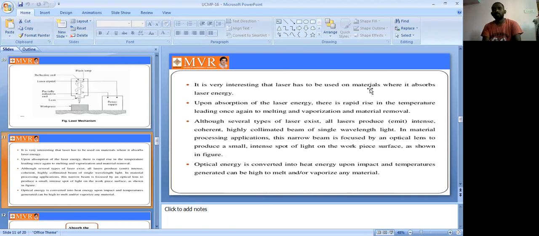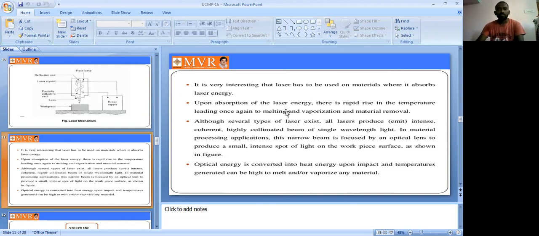ఇప్పుడు when it will absorb the laser energy... it cannot absorb the laser energy. What happens? We cannot remove the metal from the workpiece. We cannot machine the metal from the workpiece. So that's why all materials we cannot machine in the laser beam machining process. Remember this point, very important, especially for few kinds of materials only we can machine in the laser beam machining process. So that is one of the interesting topics for this laser beam machining process.